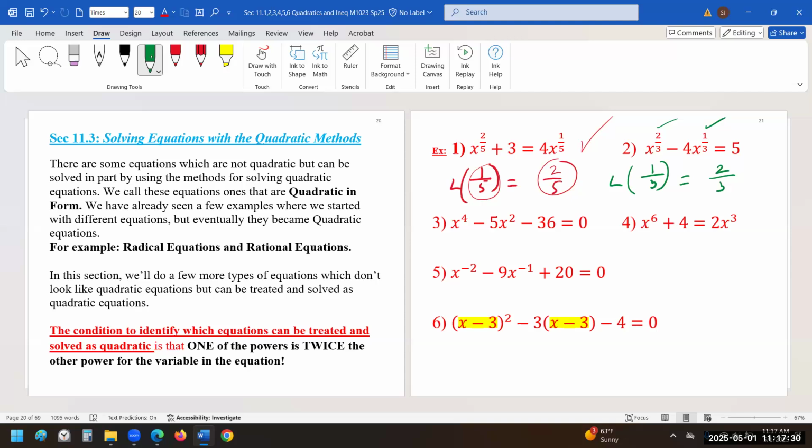Yes. Now look at this one. We have -2 and -1. If you multiply -1 by 2, do you get the other one? Yes, -1 times 2 is -2. So you can solve it. Look at this one. This base has power 2. This base has power 1. So if you multiply this one power by 2, do you get the bigger power? So you can solve it using quadratic.